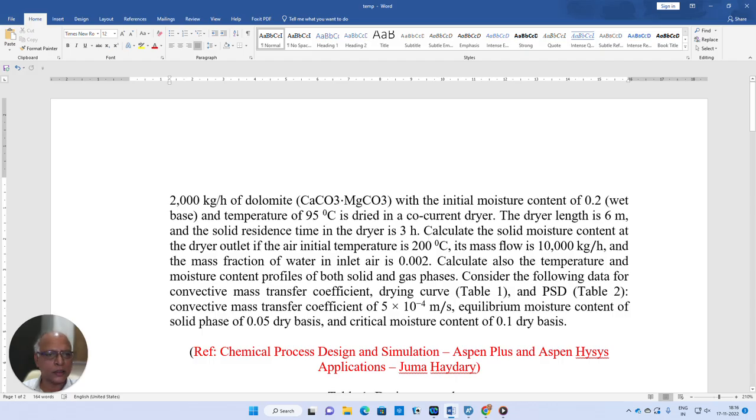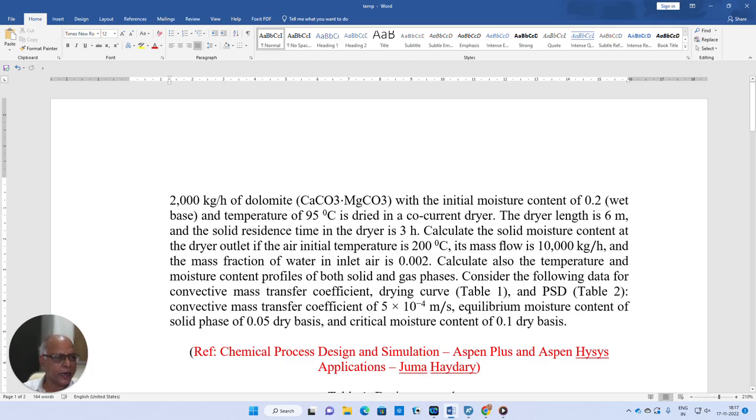So the dryer length and the residence time are provided. You are required to calculate the solid moisture content at the exit, if you are using air with an initial temperature of 200 degrees centigrade and a flow rate of 10,000 kg per hour, and the mass fraction of water in inlet air is about 0.002. And you are required to calculate the temperature and moisture content profiles of both solid and gas phases.